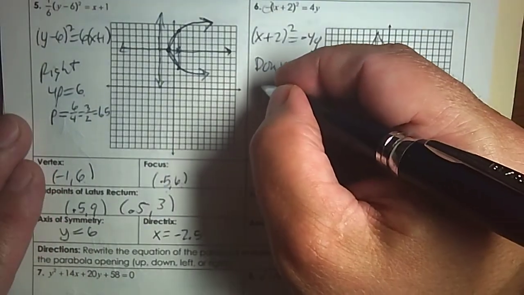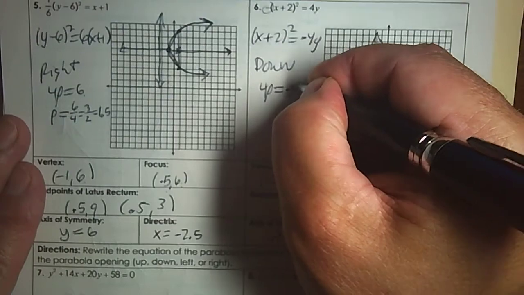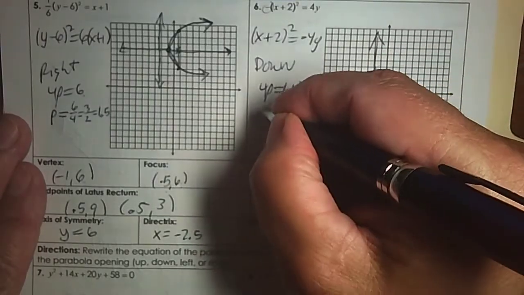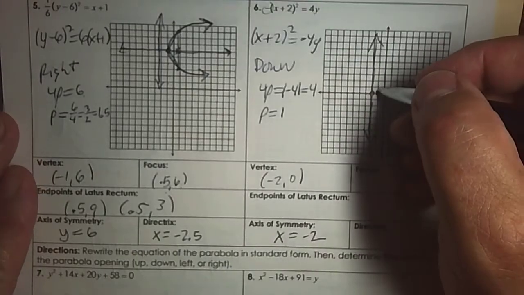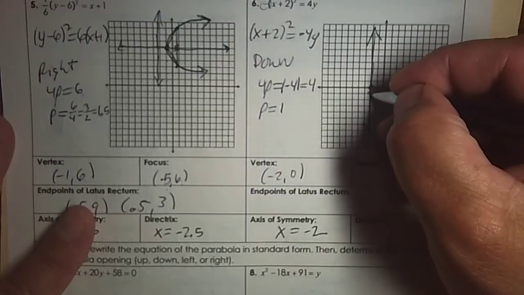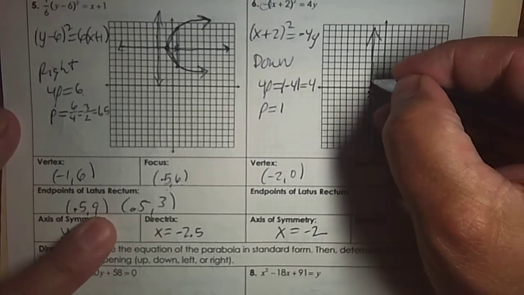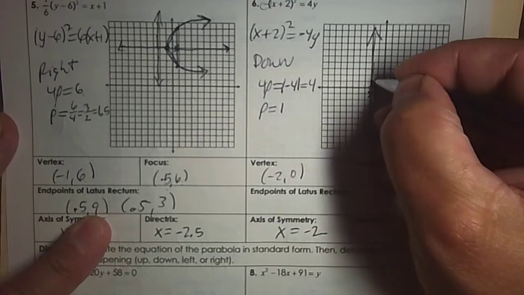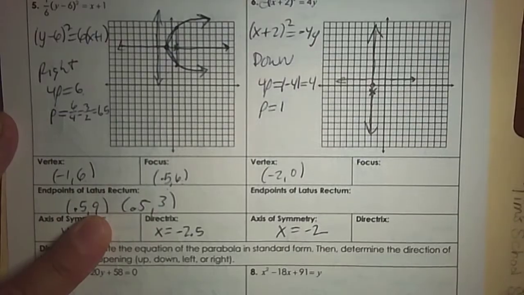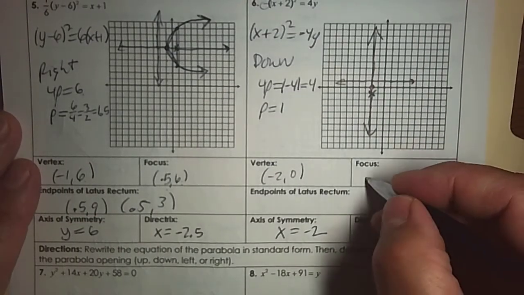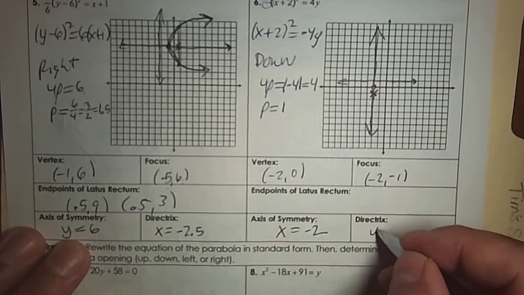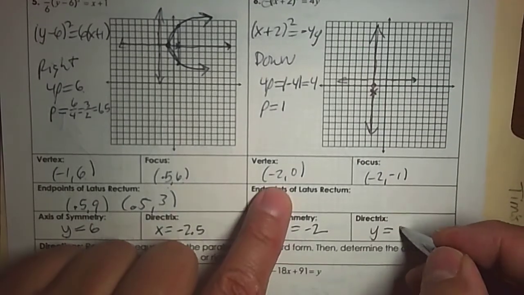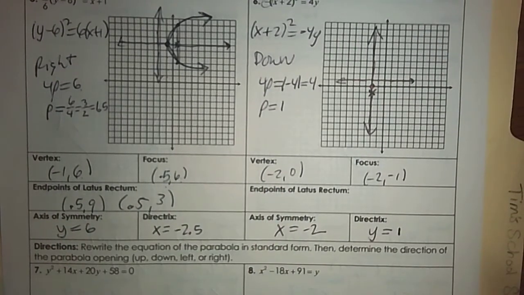I need to know what p equals. So 4p equals -4, or the absolute value of -4. So when I divide by 4, p is equal to 1. So from here, if I go down 1, that's my focus. If I go up 1, that's my directrix. So let's write those down. If I went down 1, that's -2, -1. If I went up 1, that's y equals +1 for the directrix.